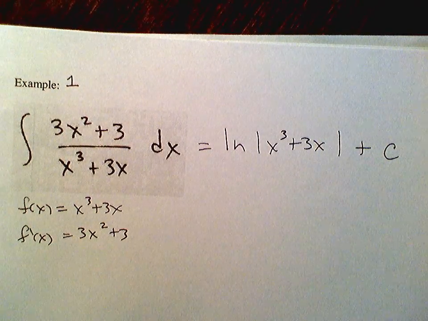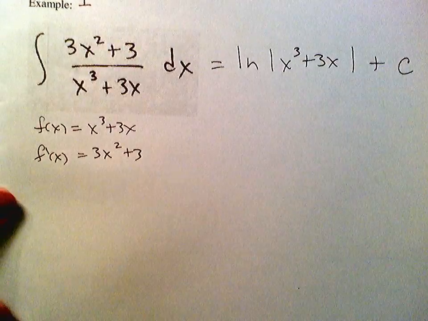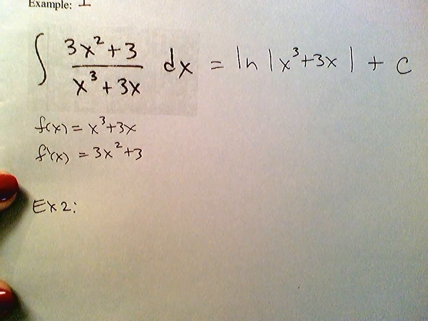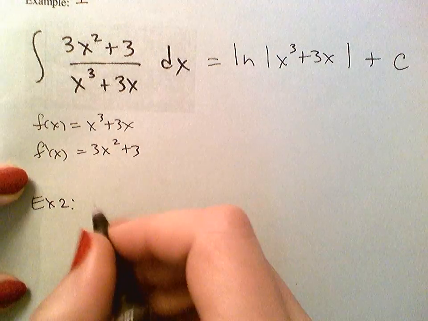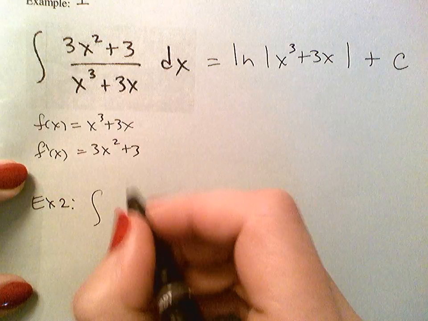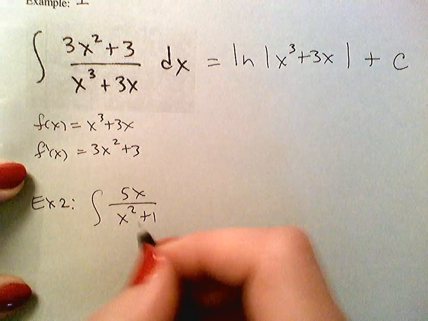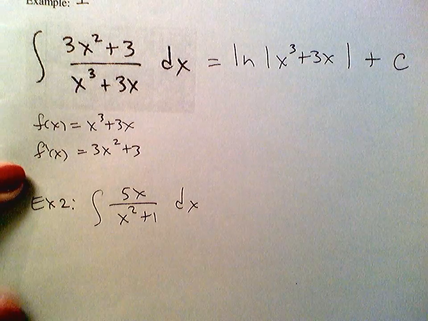Okay, so there's example number 1. That's a very straightforward one. Example number 2 is going to be less straightforward. It's going to be like this. So we'll do the antiderivative of 5x over x squared plus 1 dx.